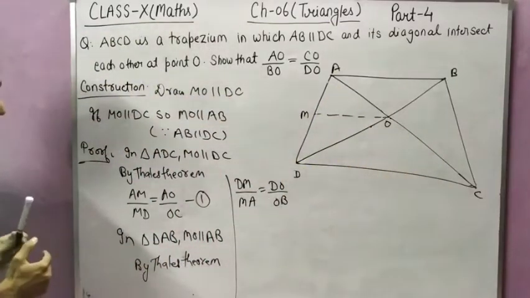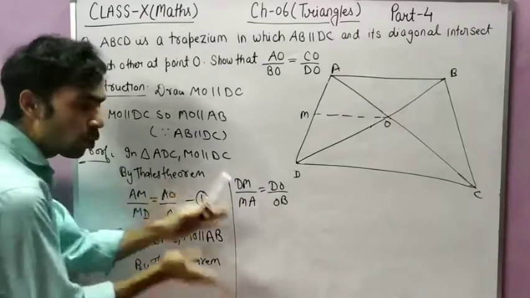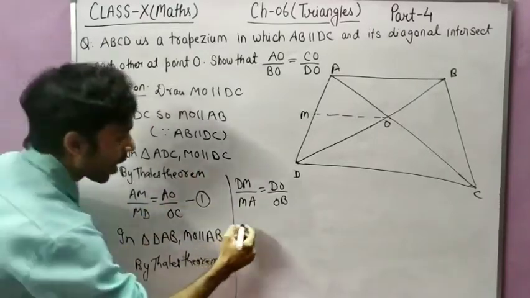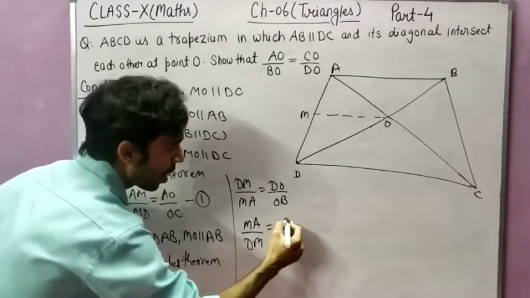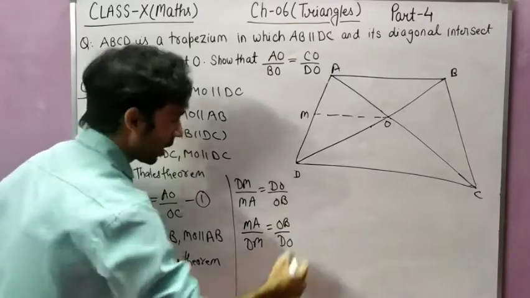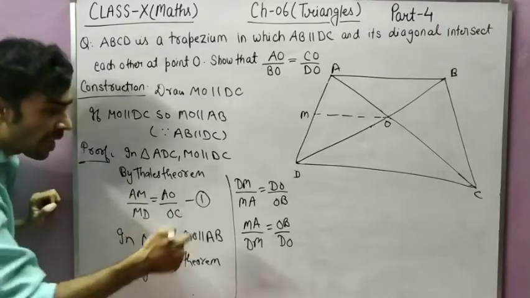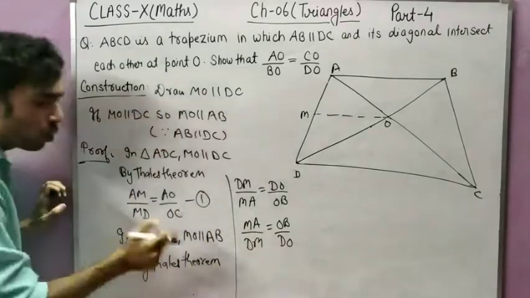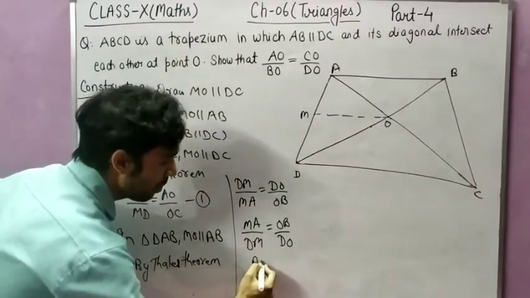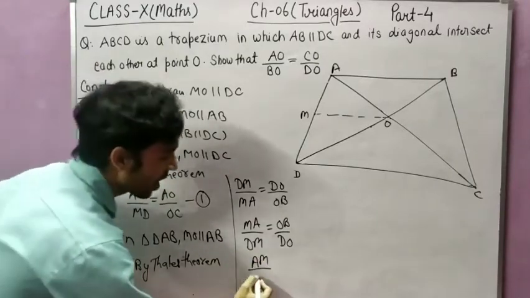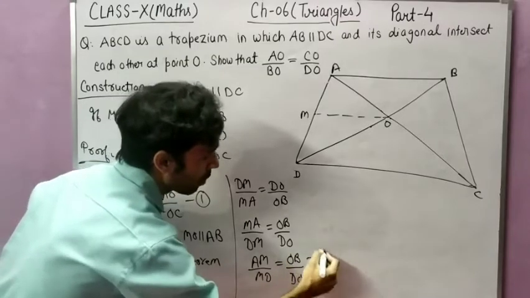Okay. Now see, here AM upon MD is coming and here DM upon MA is coming. So I am going to take the reciprocal of it. What will be its reciprocal? MA upon DM can be written as OB upon DO. Now see students, here is AM upon MD and here is MA upon DM. Both are the same. So MA can be written as AM and DM can be written as MD, equal to OB by DO. This is equation number 2.